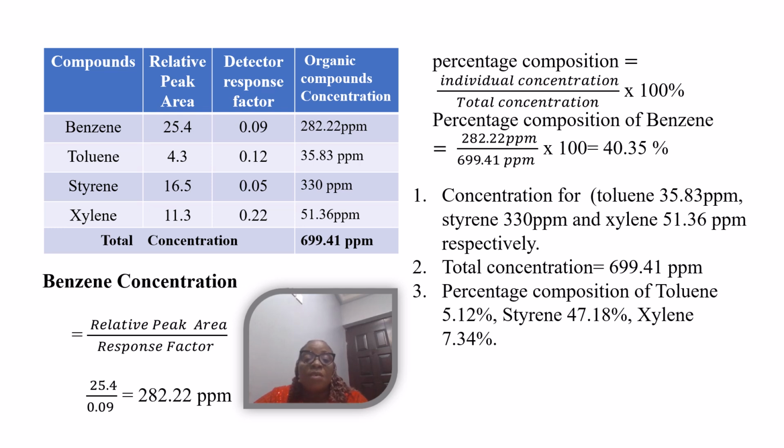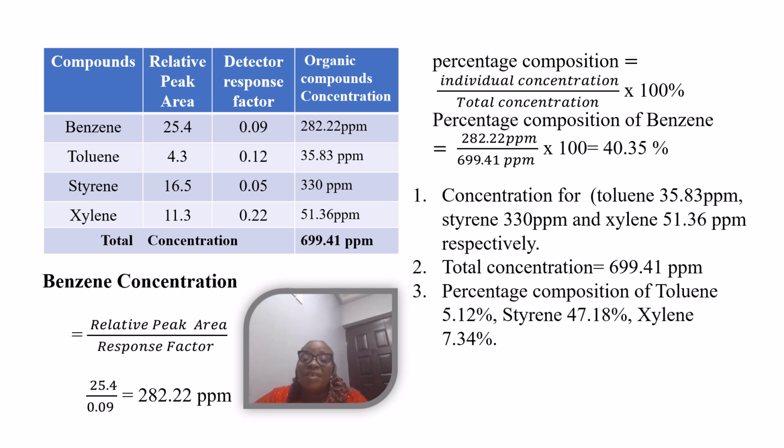We can also calculate the concentration of toluene, styrene, and xylene. For toluene, we got 35.83 ppm, for styrene 330 ppm, and for xylene 51.36 ppm. When we get this, we are going to find out the total concentration, which is the addition of all the concentrations, and we are getting 699.41 ppm.